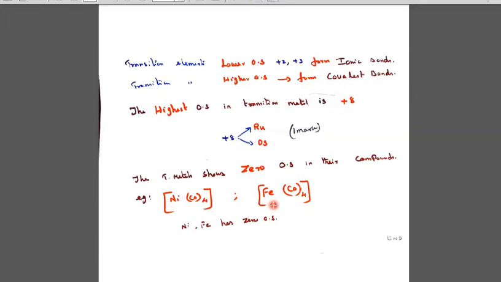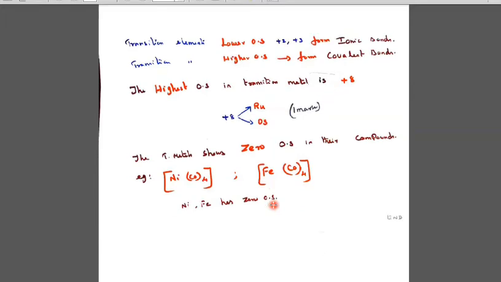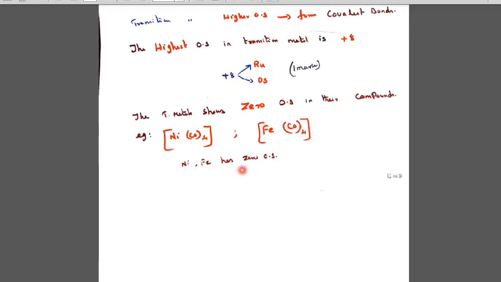So in brief, I have explained this in the coordination lesson. You just see how to find out the oxidation number of the central metal. So this is a 0. So this complex and this complex have a 0 oxidation number. So iron and nickel have a 0 oxidation state in compounds.